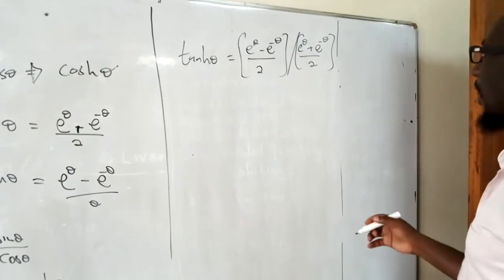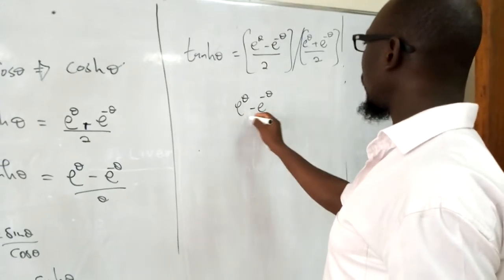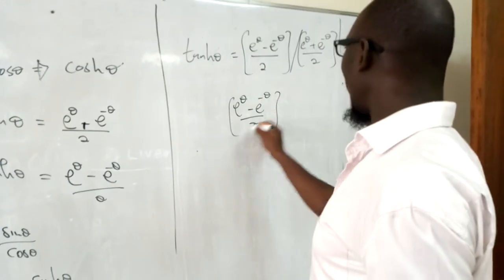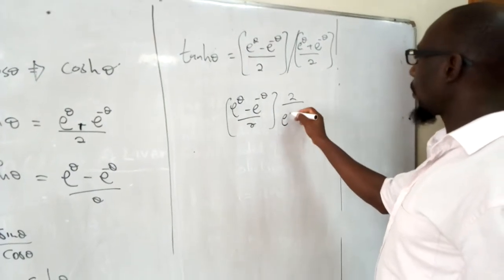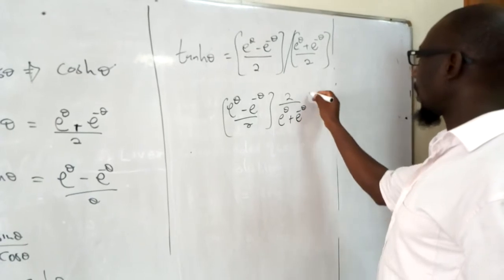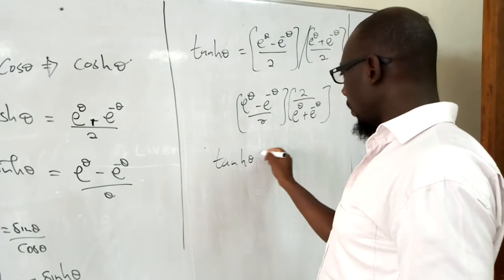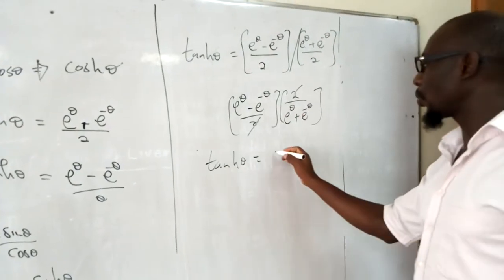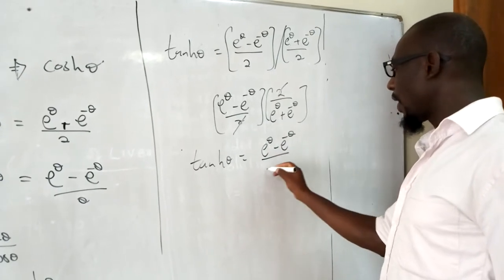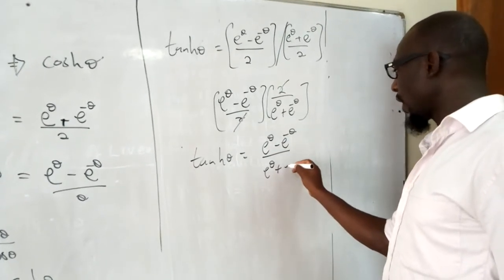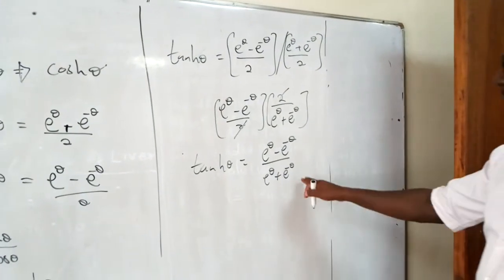So we can multiply by the reciprocal, such that we get exponential of theta minus exponential of negative theta over 2, multiplied by the reciprocal, which is 2 over exponential of theta plus exponential of negative theta. So tanh theta is equal to, and the 2 cancels out, exponential of theta minus exponential of negative theta over exponential of theta plus exponential of negative theta. So this is our tanh.